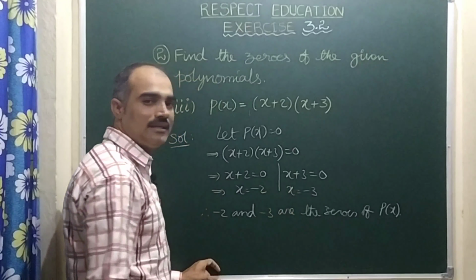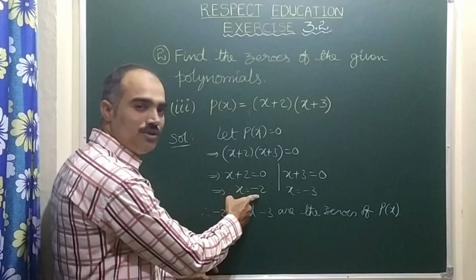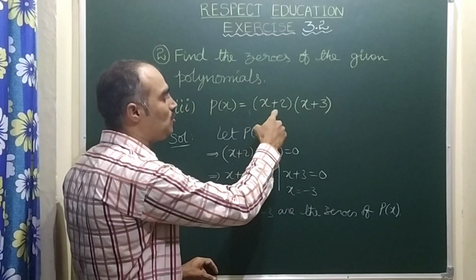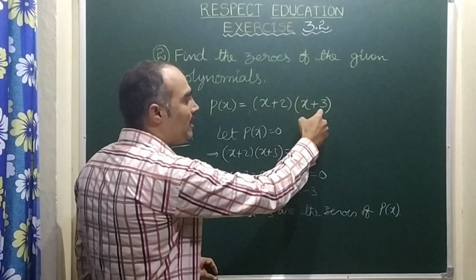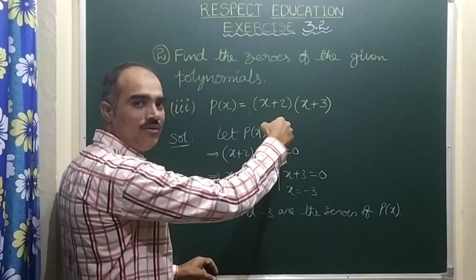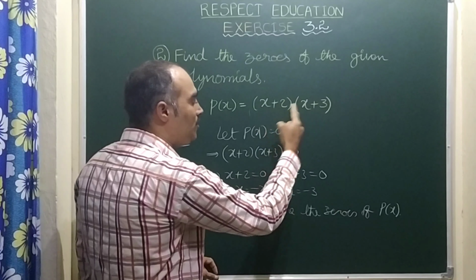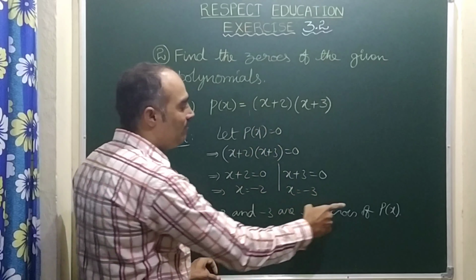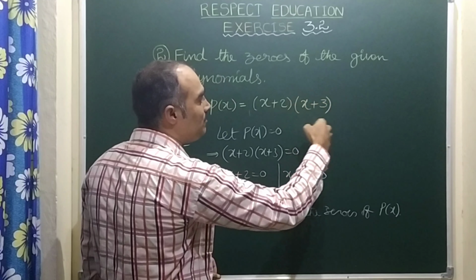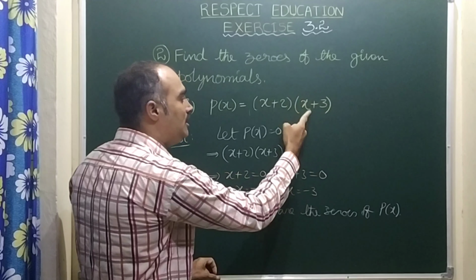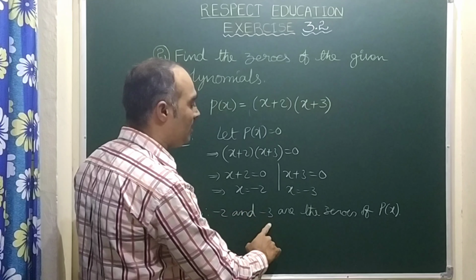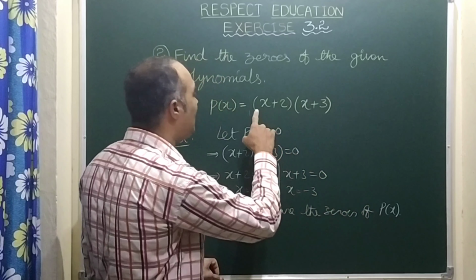The meaning is that when you substitute minus 2, it will make the given polynomial 0. Here you see minus 2 plus 2 into minus 2 plus 3. Minus 2 plus 2 becomes 0. Okay, 0 into minus 2 plus 3 is 1. So 0 into 1 is 0. Same way, when you substitute minus 3, this will become 0, minus 3 plus 3. So 0 into anything is again 0. So that is the reason finally minus 2 and minus 3 are the zeros of the polynomial P of x.